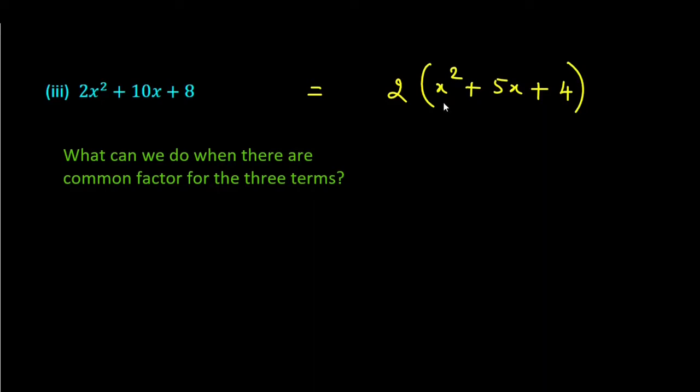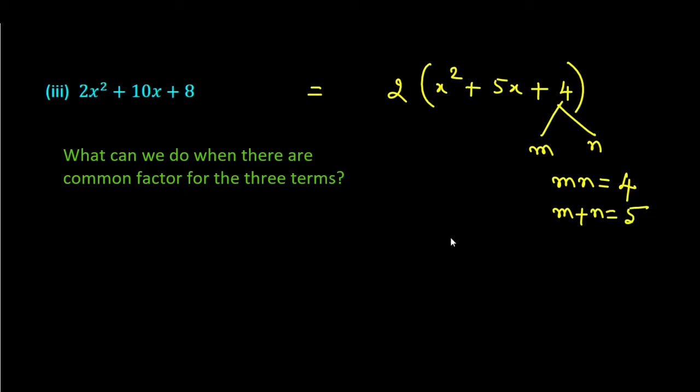Now we obtained x square plus 5x plus 4. Now we have to factorize this portion only, x square plus 5x plus 4. We have to find two factors of 4 whose sum is 5. We have to find two factors of 4, say m and n. m into n is equal to 4. Their sum should be equal to 5. So m plus n should be equal to 5.